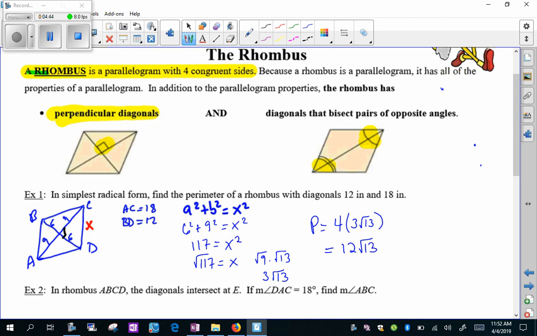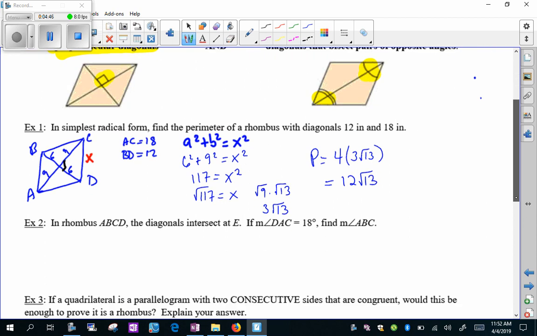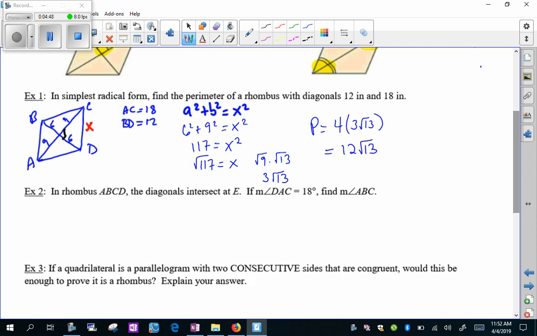All right, let's go down to number 2. In rhombus ABCD, the diagonals intersect at E. If the measure of DAC is 18, find the measure of angle ABC. So again, let's draw that, and you should do the same.